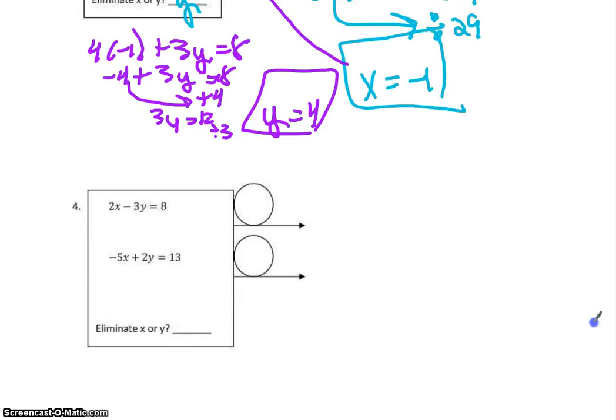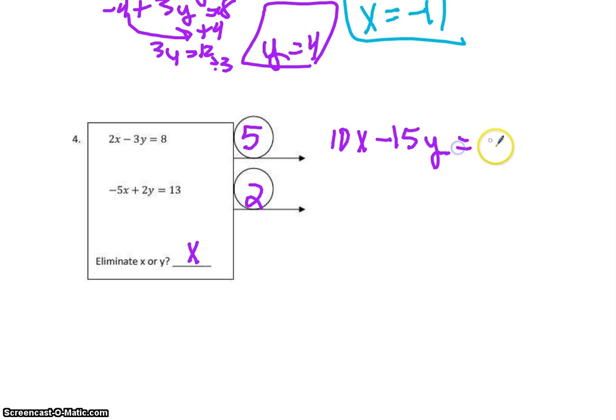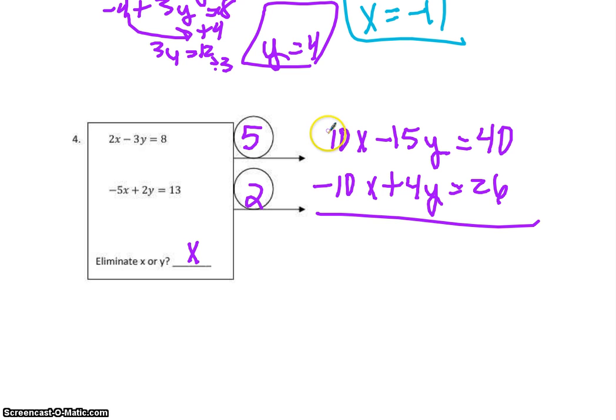Going down to the next one. Really doesn't matter, so I'm just going to go with the first one, which is x. This one gets multiplied by 5, and this one gets multiplied by 2. So you have 10x minus 15y equals 40. And you have negative 10x plus 4y equals 26. Draw a line and combine.